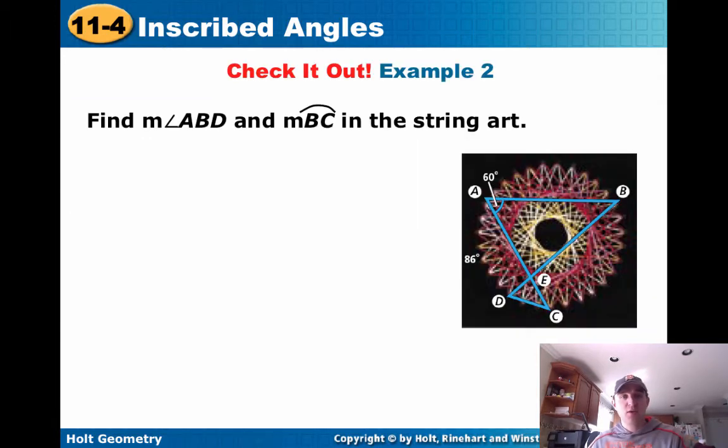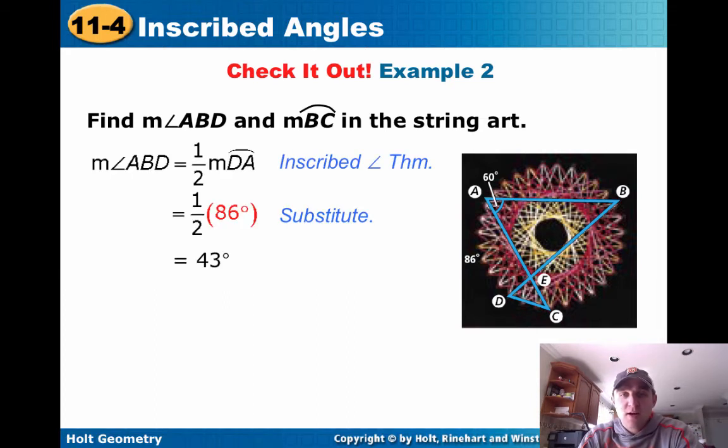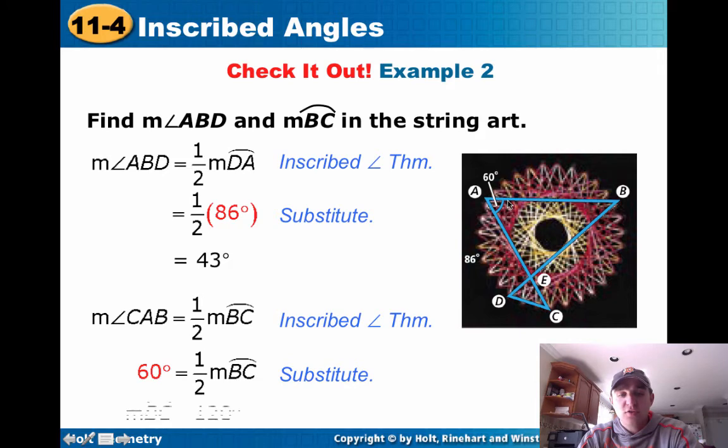So if we look at this, I want you to think about it. Find the measure of ABD, okay? And then I want you to find the measure of the arc BC. So the angle ABD is right here. That is subtended by the arc that's 86 degrees, so my angle is half of that. My angle is 43. And then if I'm looking for the measure of the arc BC, well, the arc BC here is subtending the 60-degree angle, so it's double that, so we know it's 120 degrees.